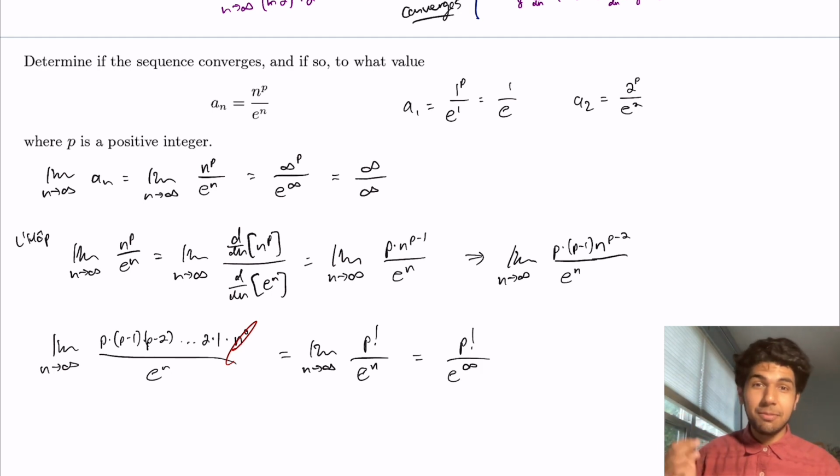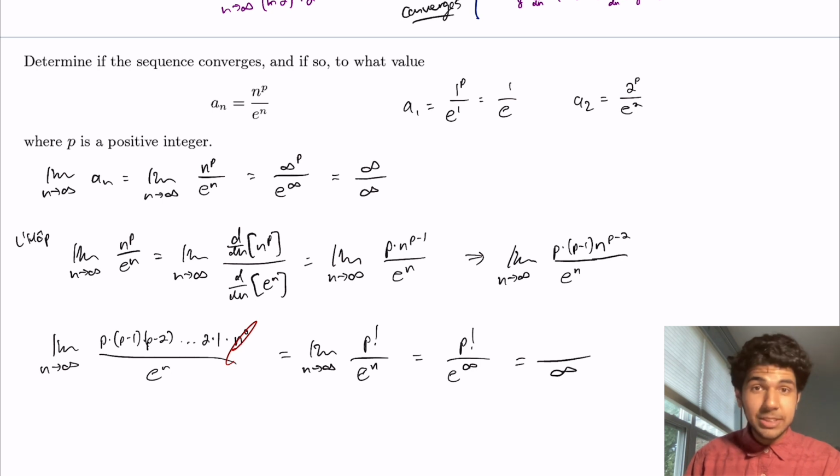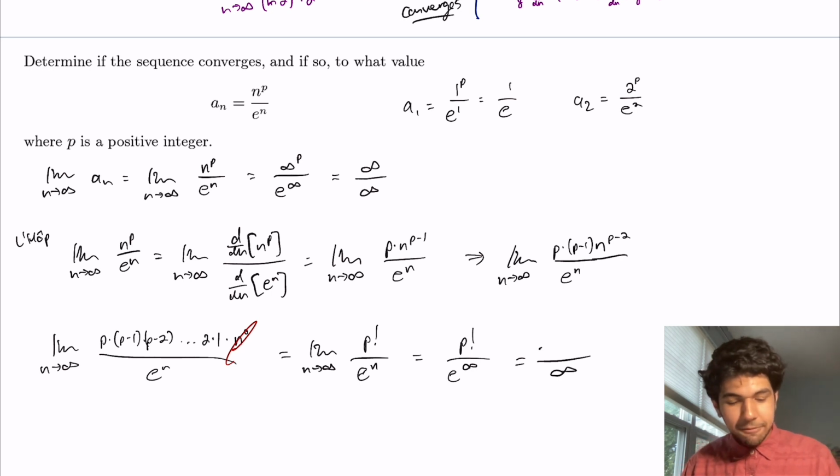This is actually a lot more powerful. E to the infinity is just going to be infinity. But what is p factorial? P was a positive integer, which means p factorial will also be a positive integer, but it's a finite value, right?